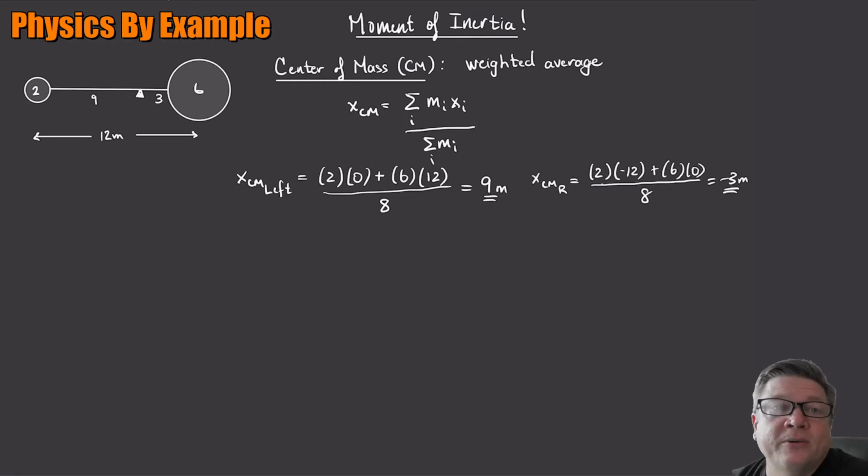So that's why it's always kind of a good idea, if you have a whole bunch of masses, take one of them to be the origin, because that way you just don't have so many things to add together. All right, so that's how you find the center of mass of the thing.